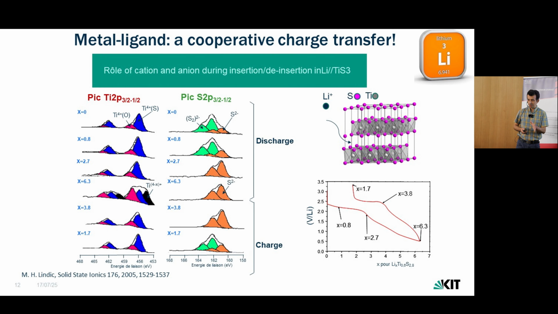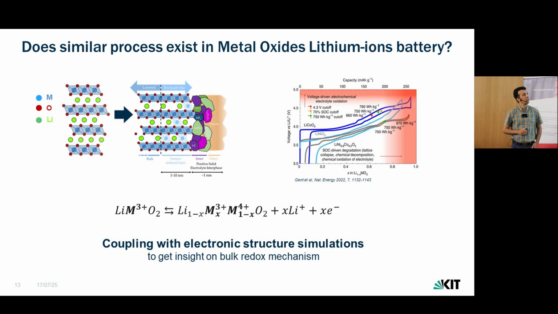But for oxygen, it's more complicated in XPS. So what can we learn? Do we have the same process in metal oxide in lithium batteries?